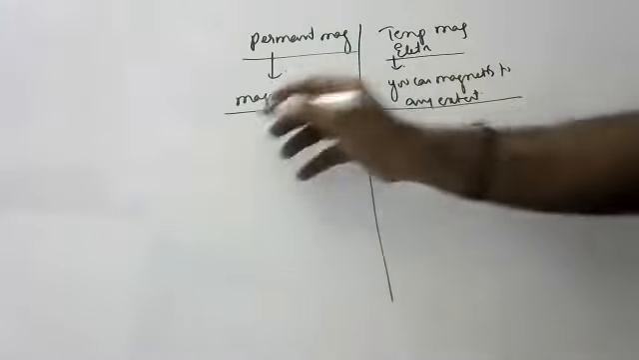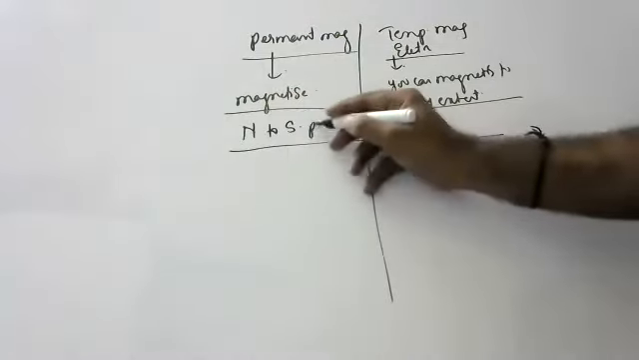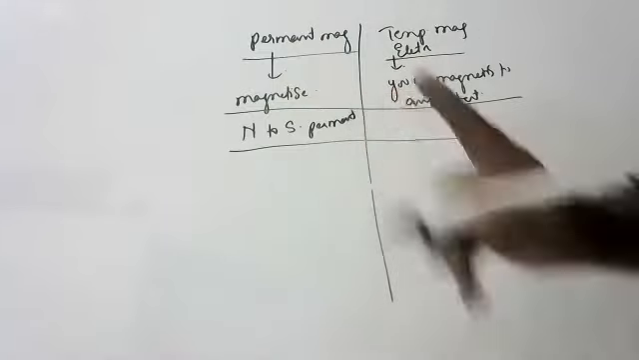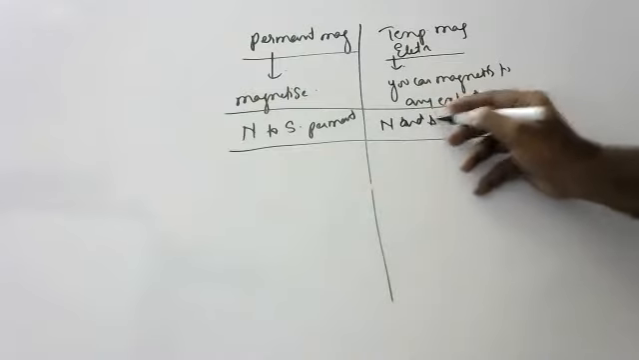And here, once the North Pole and South Pole are formed, it is permanent. You cannot change the polarity. But here, the North and South Pole you can change.